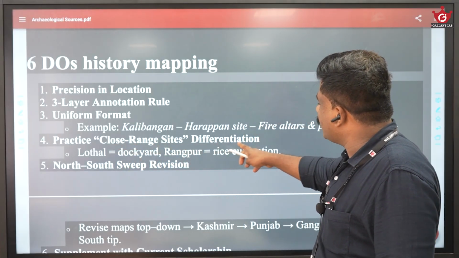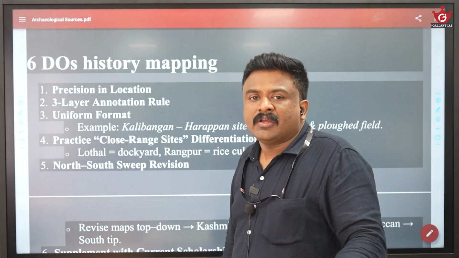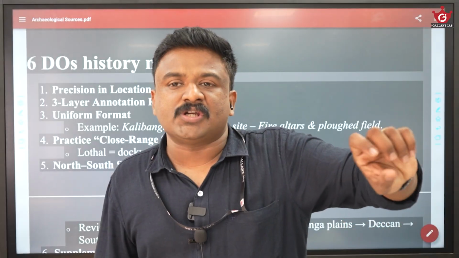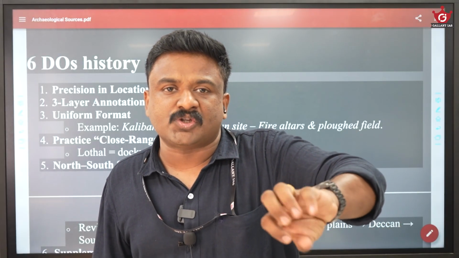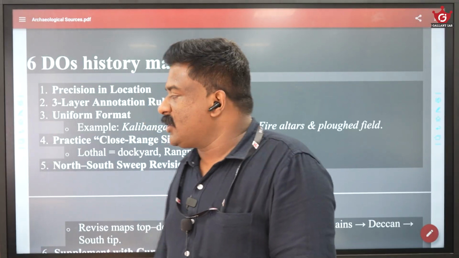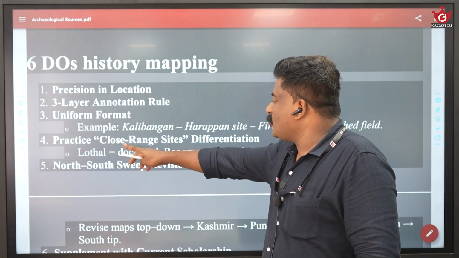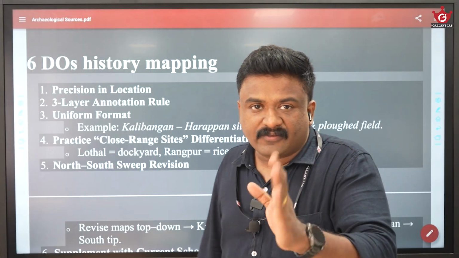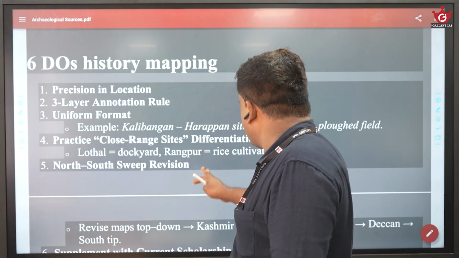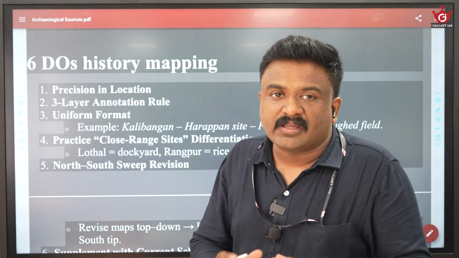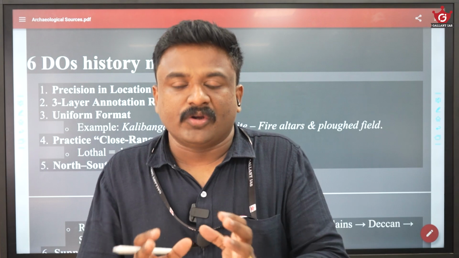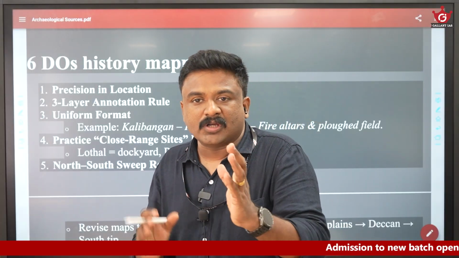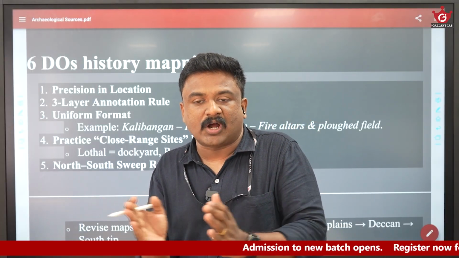Practice close range sites differentiation. Close range sites, there are lots of, you know, when you follow the geography system, I mean on the banks of rivers or mountain ranges, or in the plains, or in the trails, or in the corridors, when you locate the sites, make sure that you may confuse with the close range sites here. For example, Lothal and Rangpur, so there you give the differentiation. Lothal is dockyard, and Rangpur rice cultivation. This is the way you can give some differentiations, or you can just present it as a tabular format. Yes, the close range sites, what are the differences, how they differ.